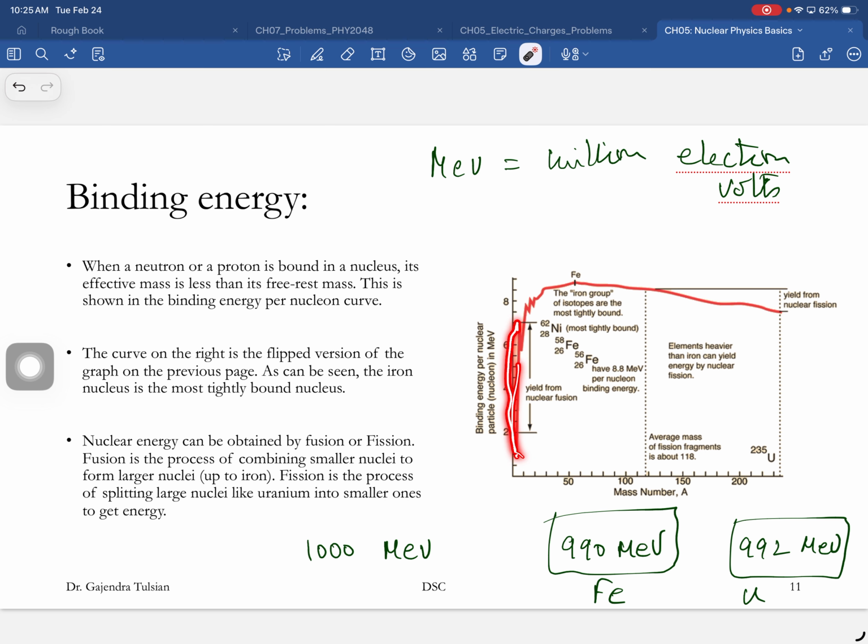All right, so this strong force, which is 100 times stronger than the repulsive force, is keeping the protons together.